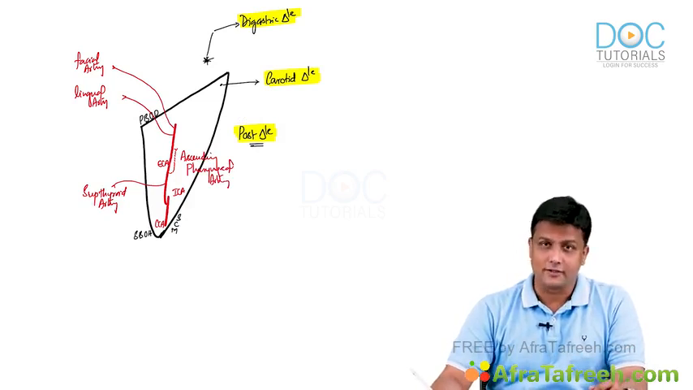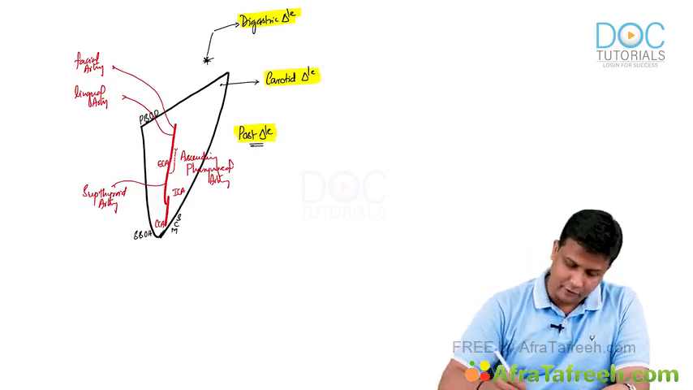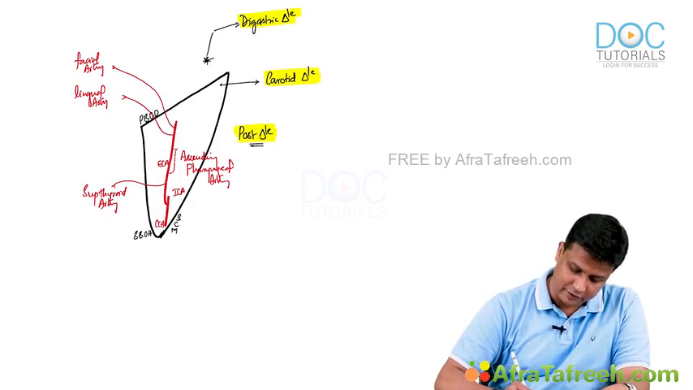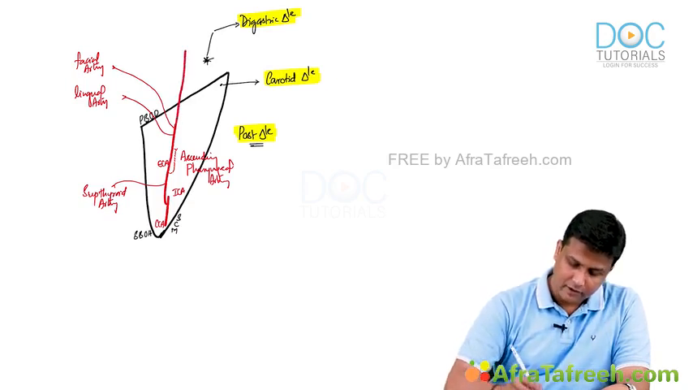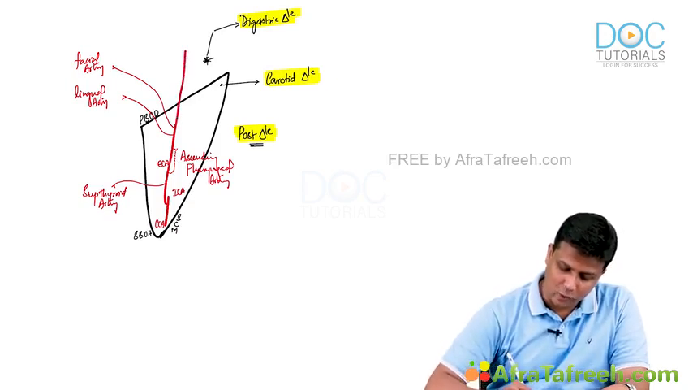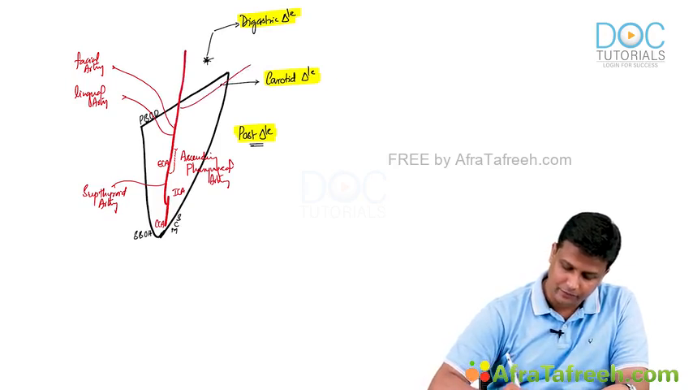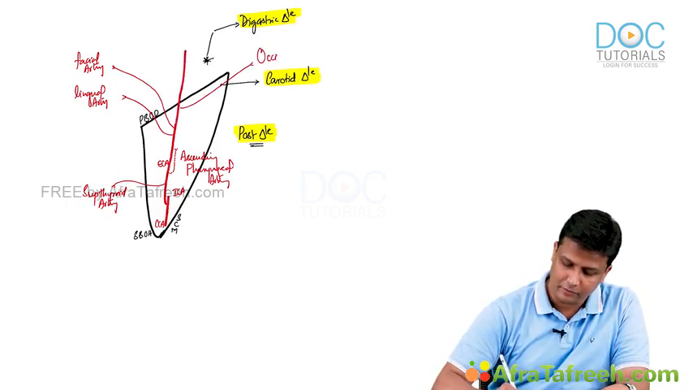Now we'll come to the dorsal branches, guys. Further moving up, the external carotid artery is moving up here. While moving up, it will give one dorsal branch here, that is the occipital artery.